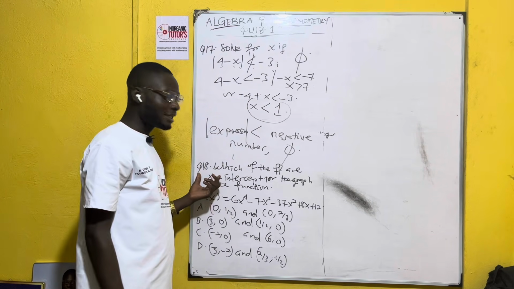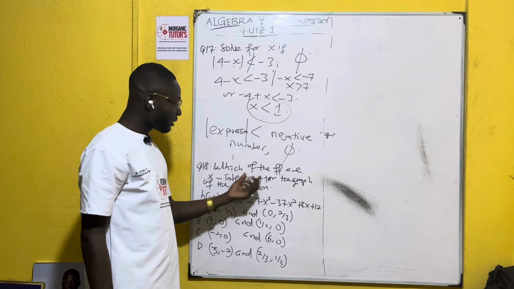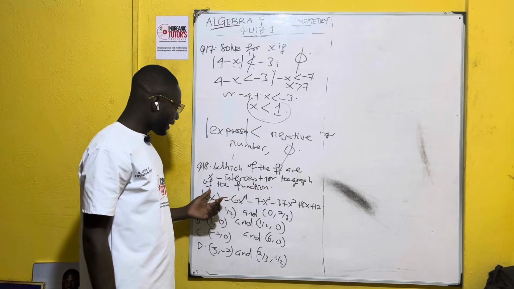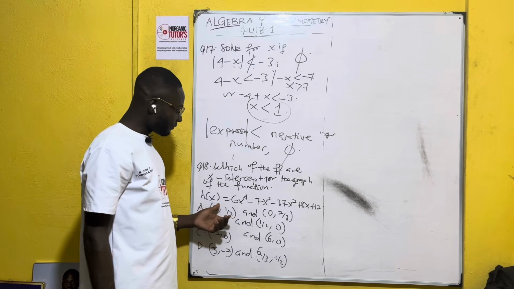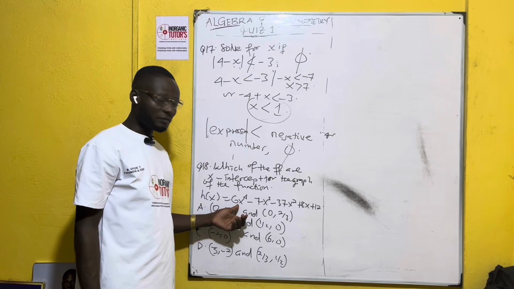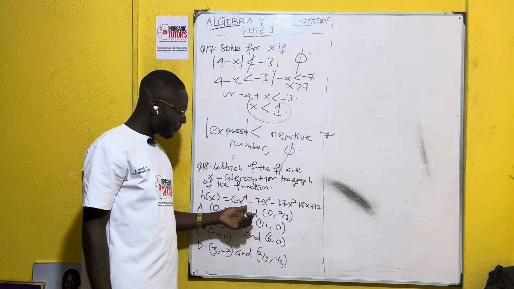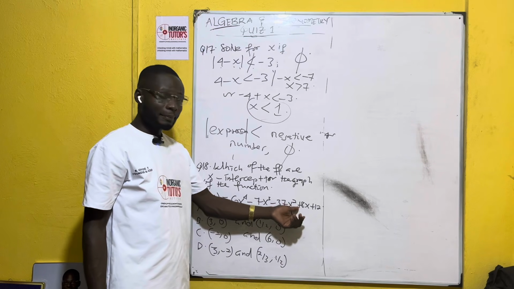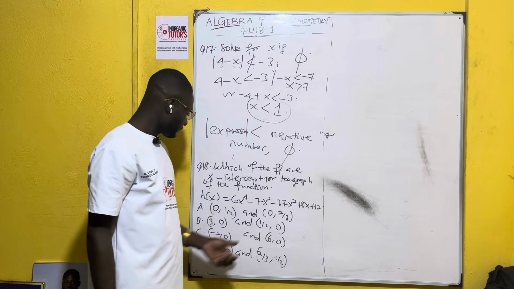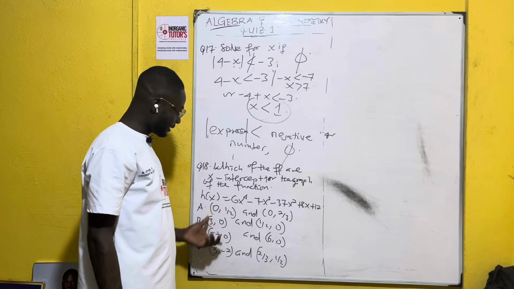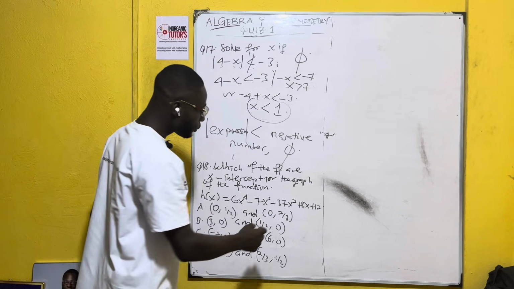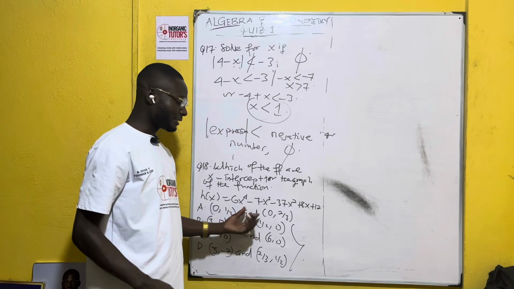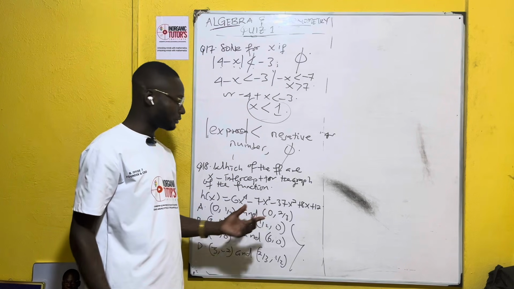With question number 18, we are asked which of the following are x-intercepts for the graph of the function h of x equals 6x⁴ minus 7x³ minus 37x² plus 8x plus 12, and the options are these. So we have to solve for this to be able to get the x-intercepts of this particular polynomial function.